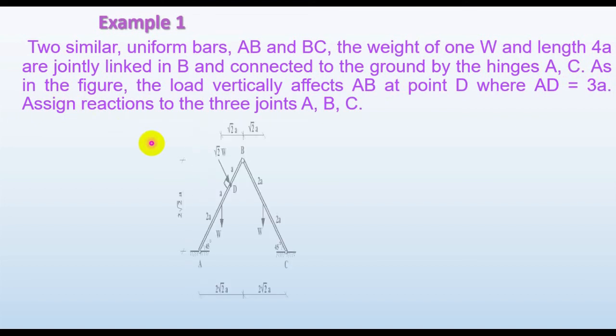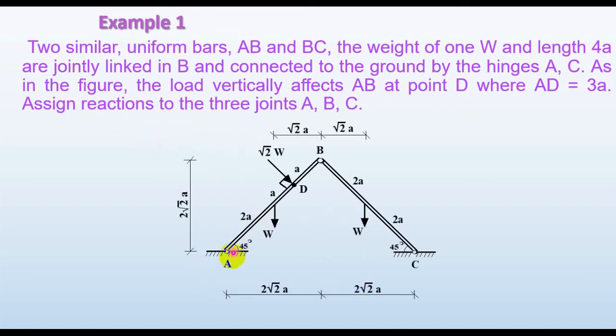Let's see our figure. Here is our figure, with points A, B, C. We have 2 bars, uniform bars A, B and B, C, and both of them are connected to each other at B, and hinged to the ground at A and C. The length of each is 4A, and the weight of each is W. As you see, the weight is at the center of each bar, so we divide each bar into 2A and 2A.